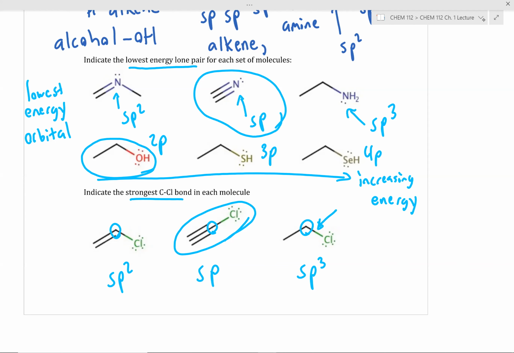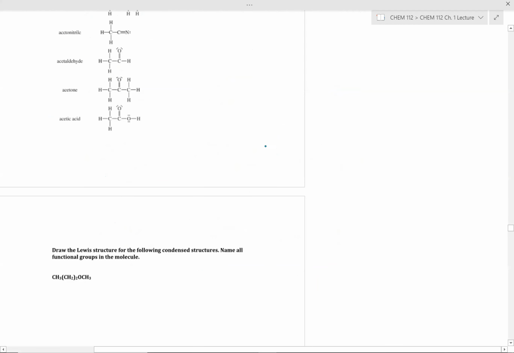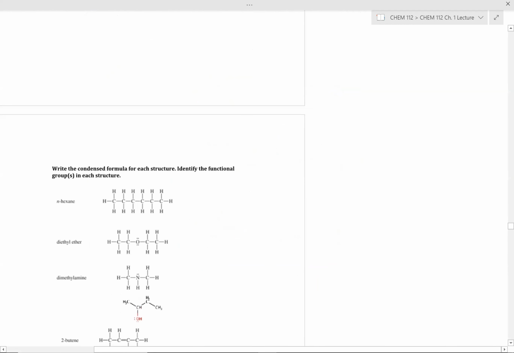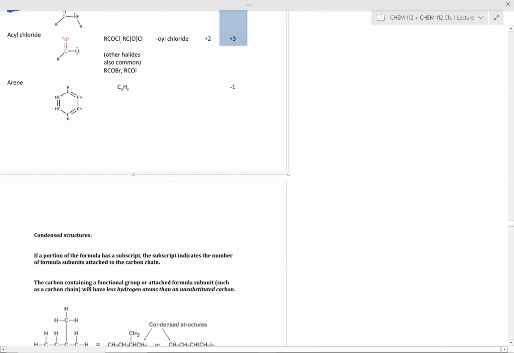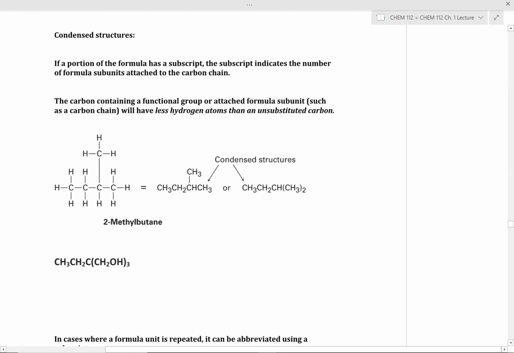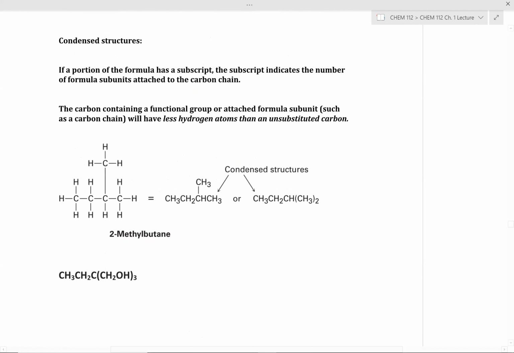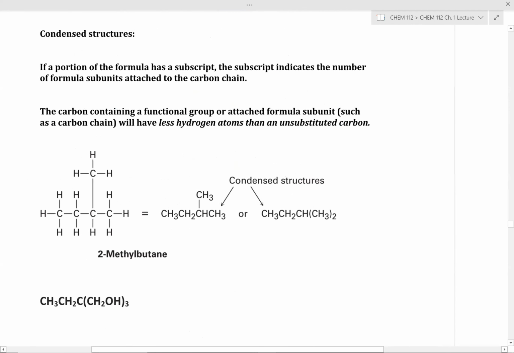Okay, let's now finish up chapter 1. When we last left off, we talked in detail about constitutional isomers and condensed structures. Let's now drill down into the idea of condensed structures, and let's talk a little bit about how to effectively write condensed structures and some rules on what you can and cannot do for condensed structures.